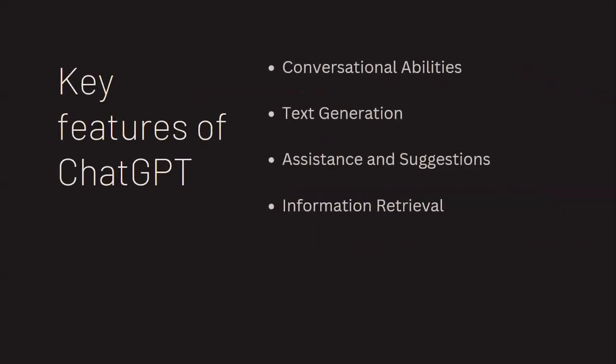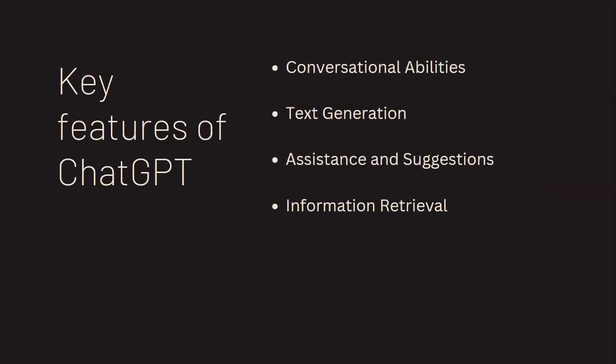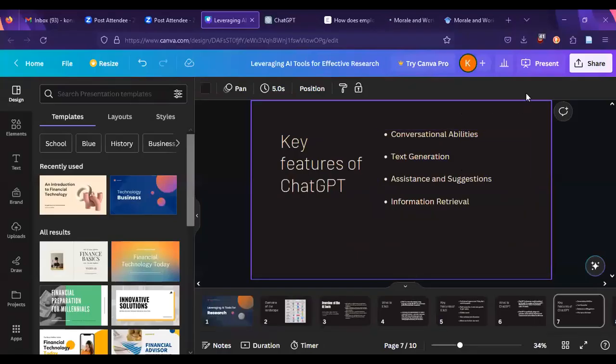So what are the key features of ChatGPT? We can have a conversation, text generation, suggestions, information retrieval. So I don't want to keep talking about this. Let's go to ChatGPT and look at how it works and how it can help us in our research.